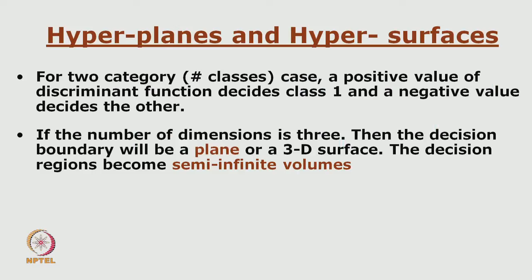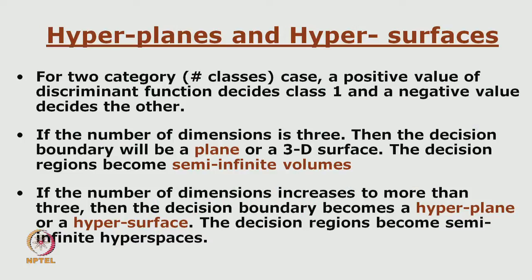And if the dimensionality of the problem is 2, then we are talking of a line. In 3D, it is a plane. And of course, in higher dimensions, we talk of hyperplanes. The decision regions then become what are called semi-infinite volumes. This is a term sometimes borrowed from geometry or computer graphics. Why is it a semi-infinite volume? Because on one side you have the decision boundary, and on the other side it stretches to infinity. So it is finite on one side and infinite on the other. It is just a terminology to give you an idea.